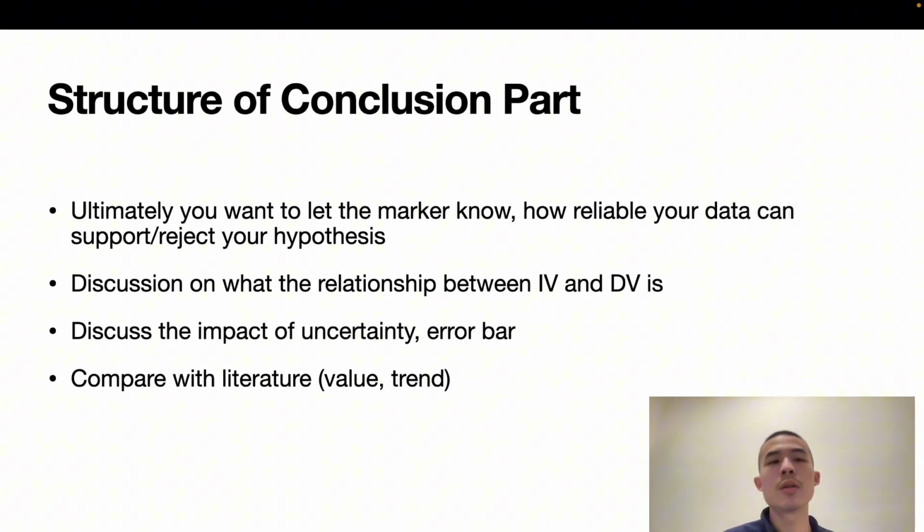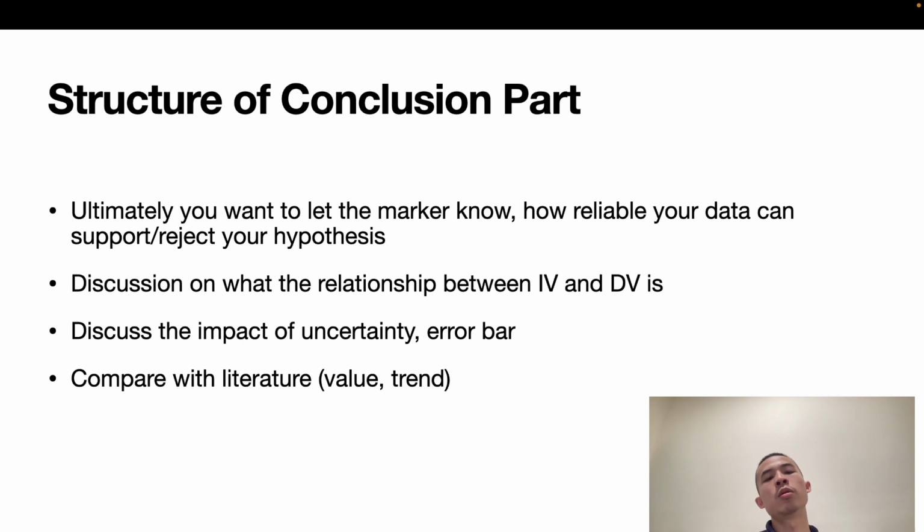Moving on to the structure of the conclusion part, what you want to write down is how reliably your data can support or reject your hypothesis. So what should it include? First, you want to restate the relationship between the independent variable and dependent variable. And you want to restate the mathematical equation of the best fit line, or you may want to describe the shape of the graph again. But this is not enough.